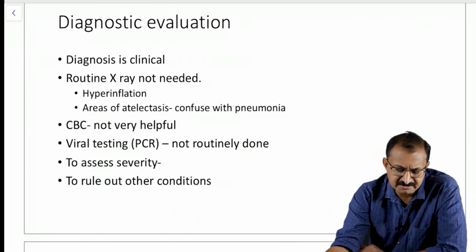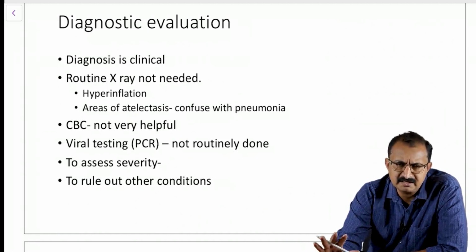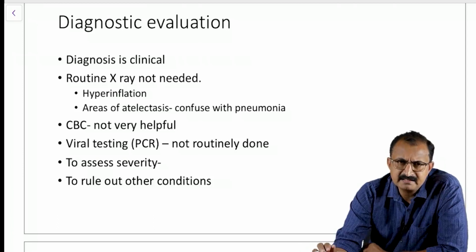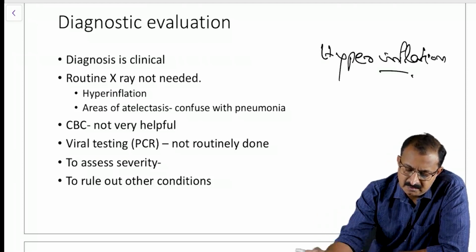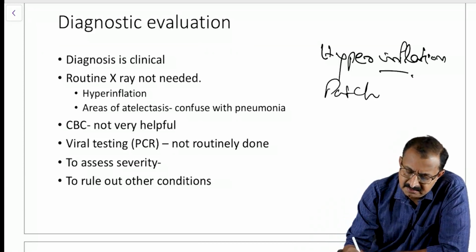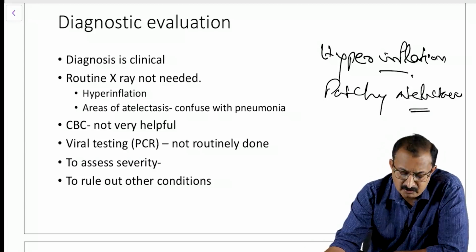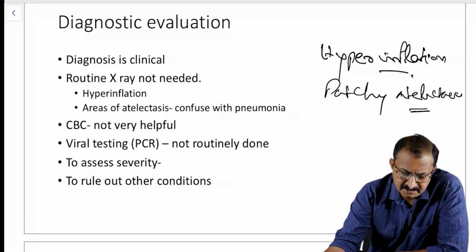And diagnostic evaluation, as already mentioned: acute bronchiolitis is a clinical diagnosis with a typical clinical picture, and routine X-ray is not needed. In X-ray, what you can observe is hyperinflation. And in most of the cases, there will be patchy atelectasis also. And this atelectatic picture may get confused with that of pneumonic patches. So very often the X-rays can mislead you.